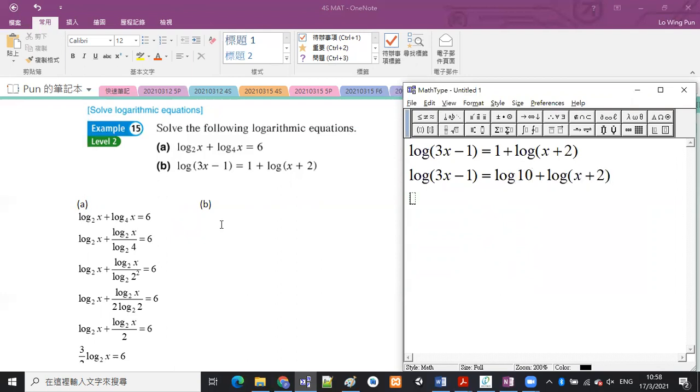Okay? And then the right hand side is in the form of log m plus log n. So I will change it to log m times n. Becomes log 10 times x plus 2. Okay? Now both sides are everything inside the log. We may delete the log now. Left hand side is 3x minus 1. Right hand side, I multiply the 10 into the bracket, like this. And then negative 21 is equal to 7x. So x is negative 3.